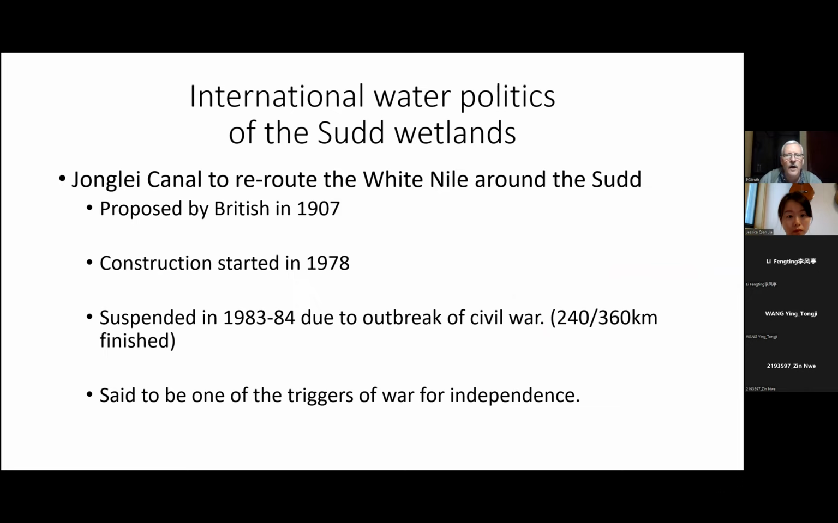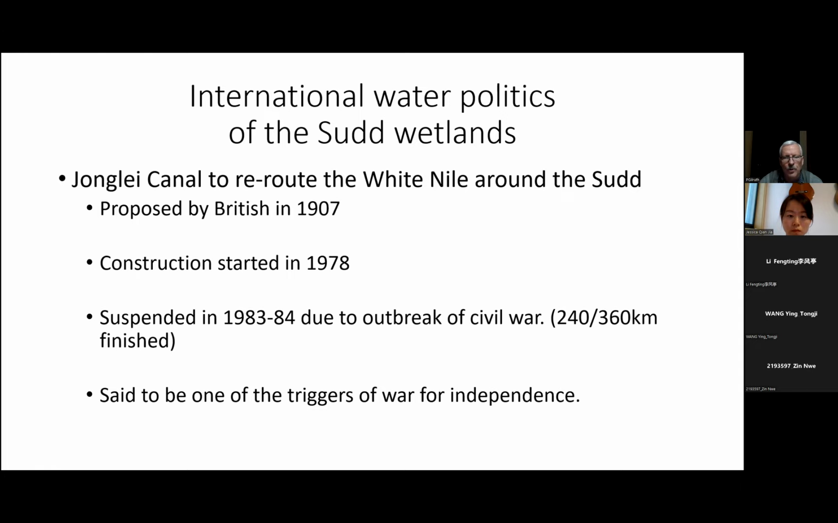Going back to the water politics side of the Sudd wetlands, the idea of a canal to reroute the White Nile around the Sudd, going from the town of Bor to Malakal, has been around. It was first proposed by the British in 1907, at the same time that they were discussing with the Egyptians. Construction actually started in 1978, but it was suspended in 1983 due to the outbreak of a civil war after some 240 kilometers of the 360-kilometer distance had been finished. So it was like two-thirds done, but the civil war broke out.